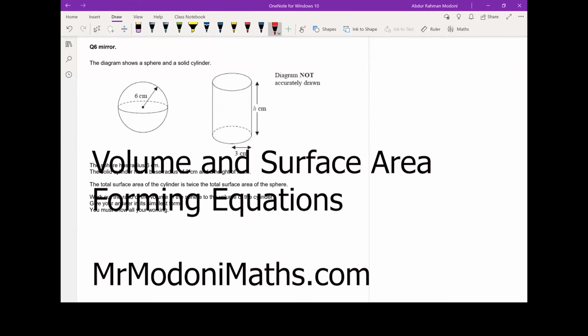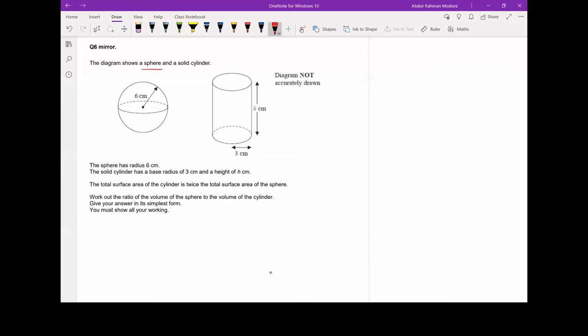So question 6, mirror. The diagram shows a sphere and a solid cylinder. So sphere, solid cylinder. We can see the sphere, we can see the solid cylinder. We don't know what we're going to work out. It might be surface area, it might be volume. Usually for the sphere, you're given information for the sphere.